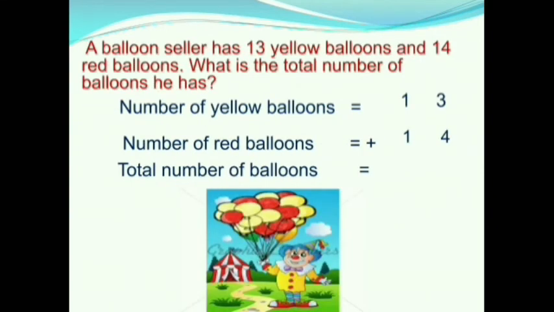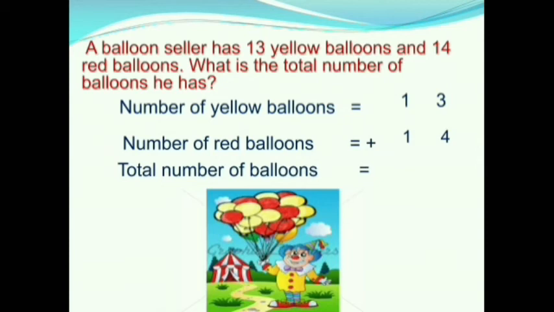Children, now we will solve another verbal problem. A balloon seller has 13 yellow balloons and 14 red balloons. What is the total number of balloons he has? How many yellow balloons are there? Number of yellow balloons is 13. How many red balloons are there? Number of red balloons is 14.